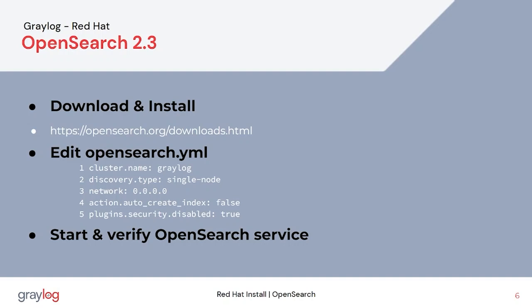For OpenSearch, we're going to download and install the package. You can go to OpenSearch's website and download the 2.3 RPM. Then, after the install, we are going to edit the OpenSearch.yaml file. And then last, we're going to start and verify the OpenSearch service.